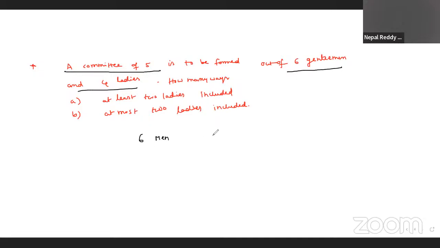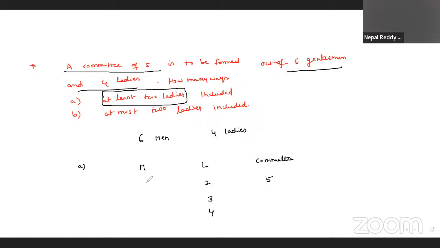6 men, 4 ladies, right? And the committee of 5 members, the first question is, at least 2 ladies. So minimum 2, maximum 4 ladies. Men, ladies, and the committee consists of total 5 members, minimum 2 ladies. Maybe you can select 3 ladies or 4 out of 4.